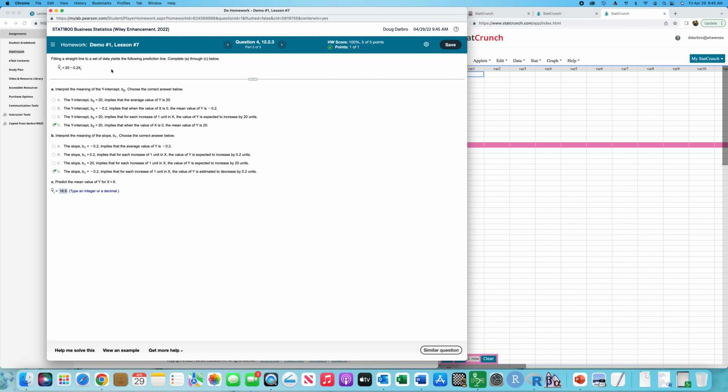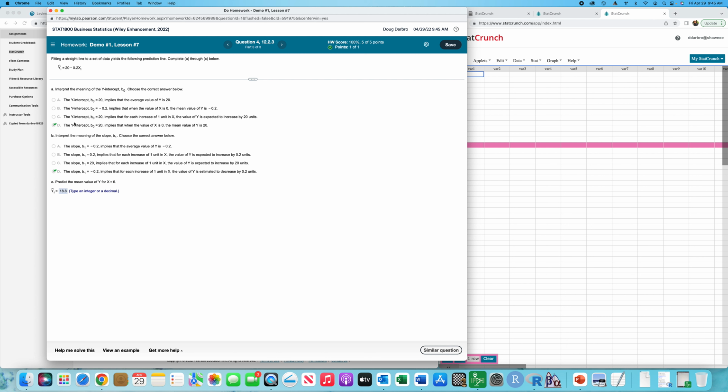So fitting a straight line to the data set, we have that the predicted value is equal to 20 minus 0.2x. So what the y-intercept tells me is when x is equal to 0, my predicted y is going to be, in this case, 20.